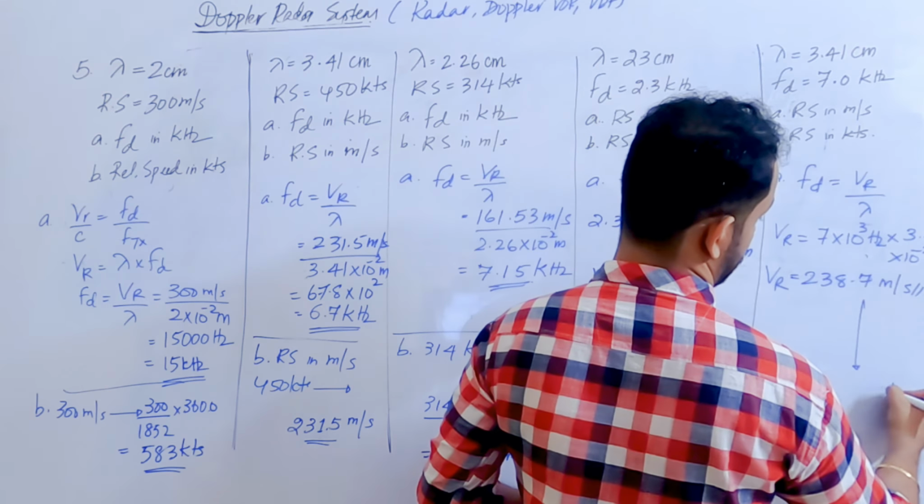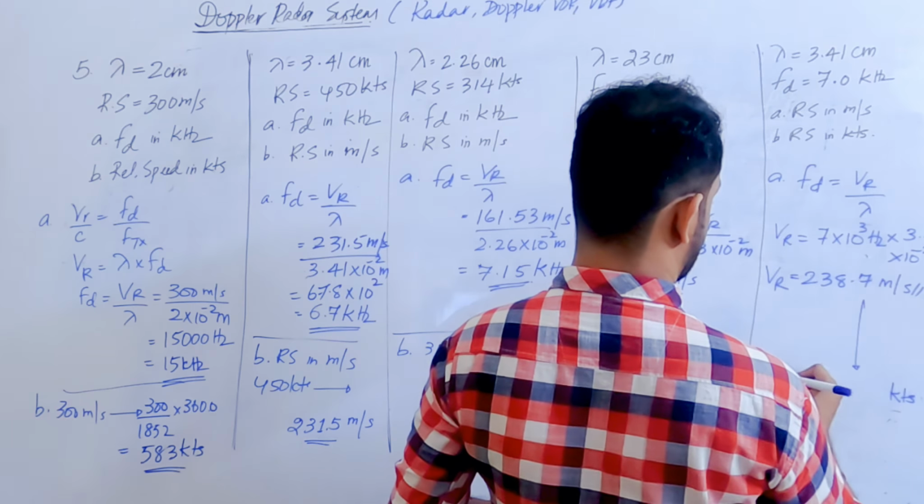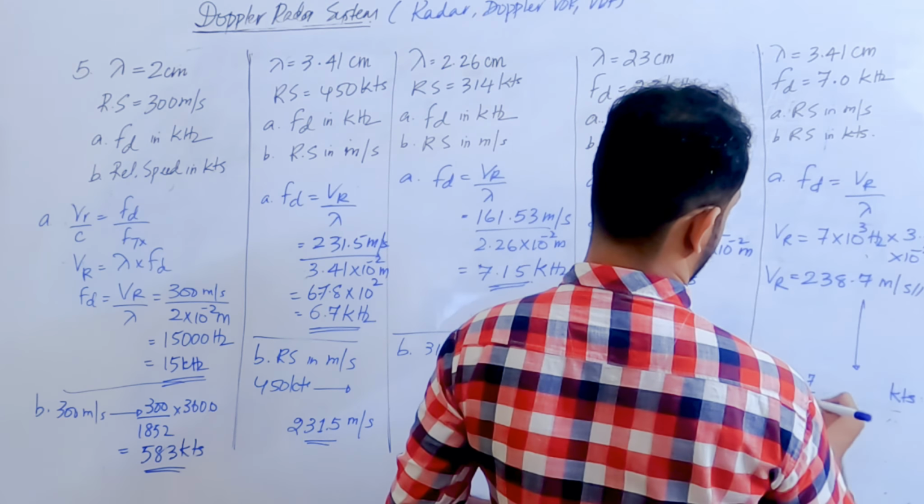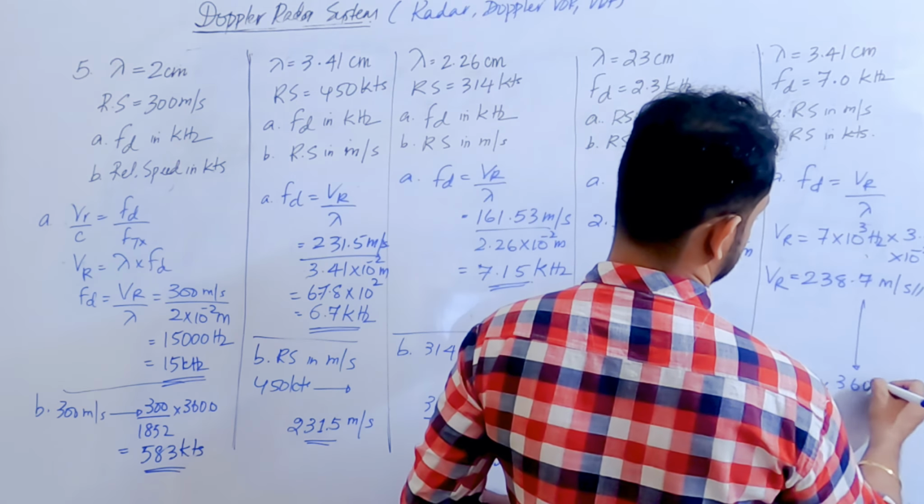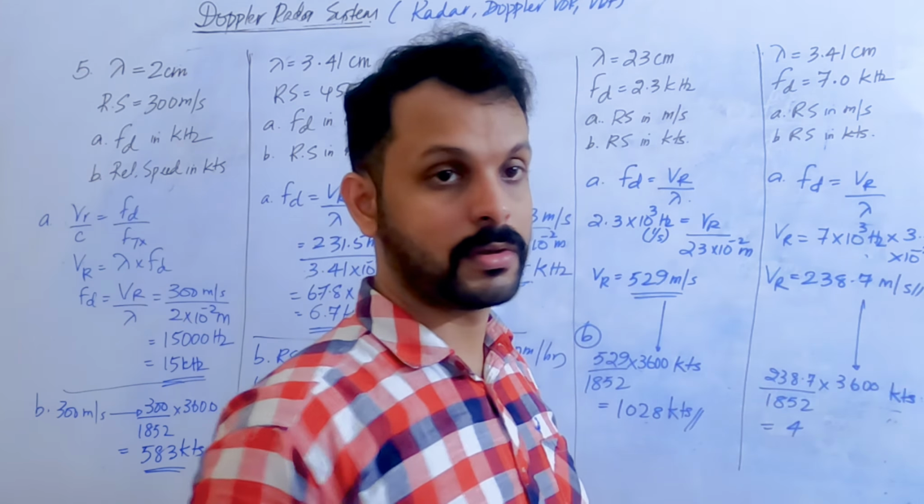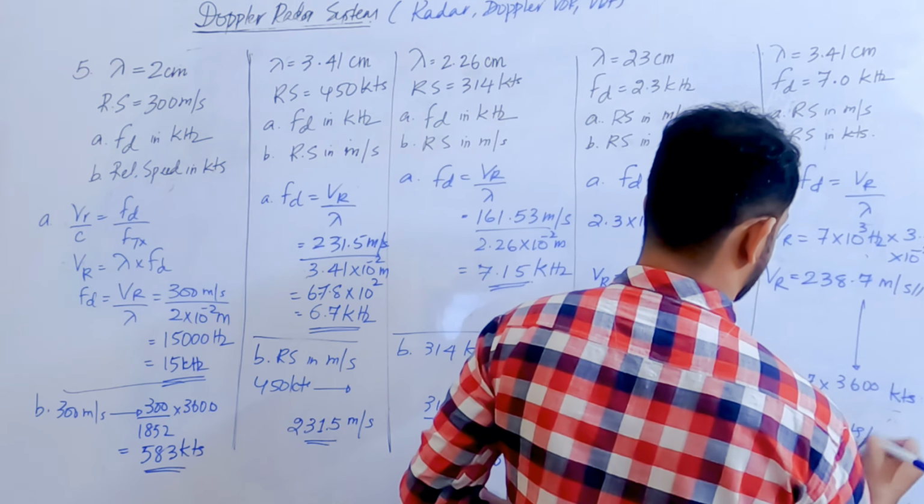Now let's convert that to knots. 238.7 times 3600 divided by 1852. That's 464 knots. Yeah, it's almost a double.